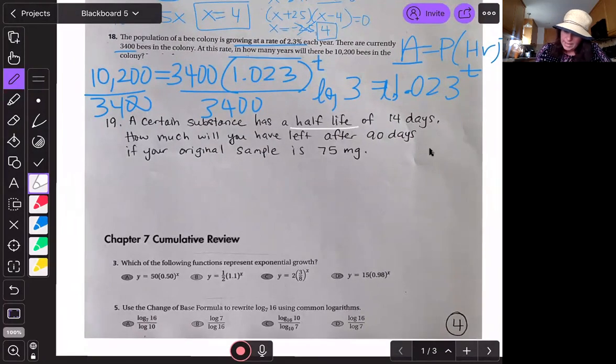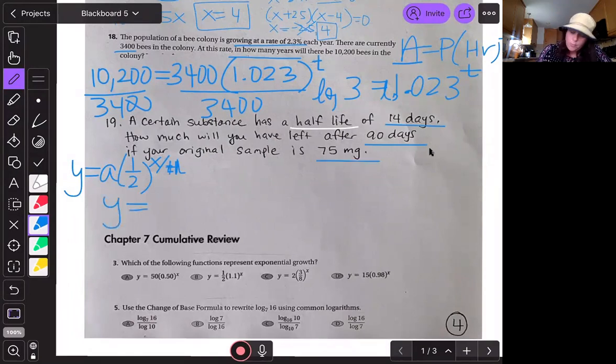All right, number 19, a certain substance has a half-life. Okay, so we're doing half-life now. And with half-life, we have this equation. Y equals the initial amount times 1/2 to the x over HL, half-life, whatever the half-life is given to us at. So that's our formula. And so a certain substance has a half-life of 14 days. How much will be left after 90 days if your original sample is 75?